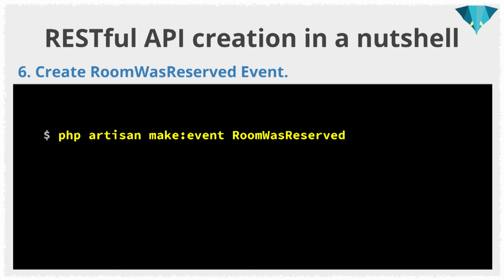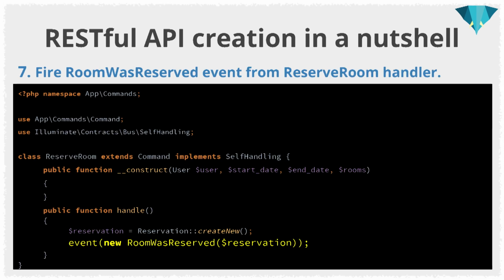Okay, so now inside the handle method of my command, I will use this helper method, which is simply event. It's so simple. I pass in a new instantiation of my RoomWasReserved event.